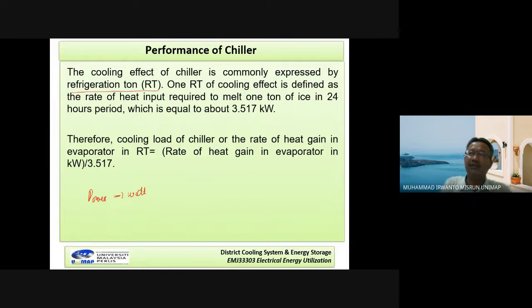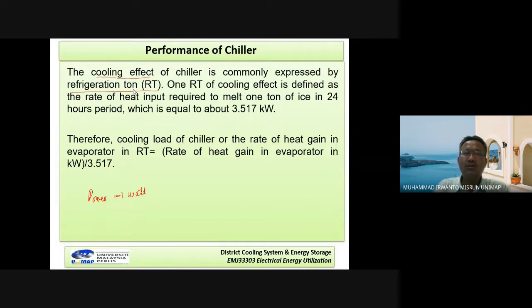This refrigeration ton is given by the term of cooling effect. This cooling effect, and the other we can call the chiller load. Now, the cooling effect of a chiller is commonly expressed by refrigeration ton, RT. So if it always appears in the question, that is the meaning: refrigeration ton.